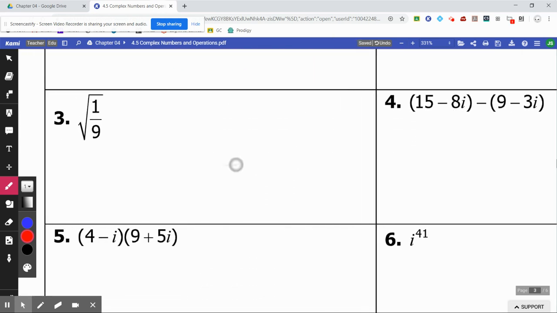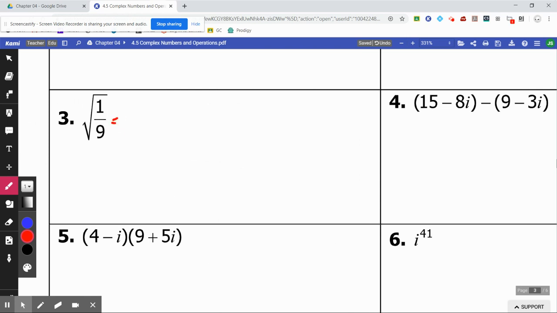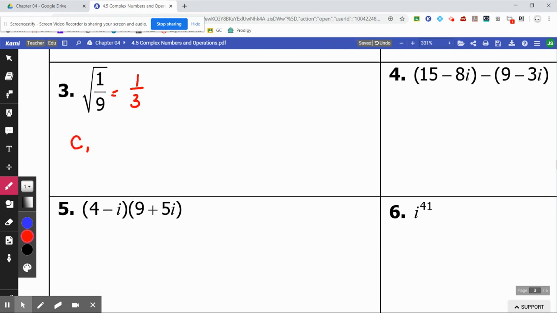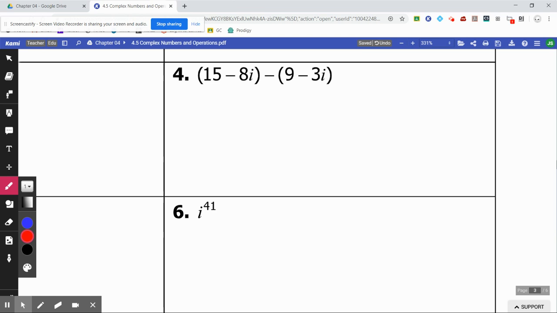Number 3, the square root of 1/9. You can split the square root of 1, square root of 9 is 1/3. First off, this is a complex number because all numbers are complex. It's either imaginary or real. This one is a real number. If it's real, it's either rational or irrational. If it can be written as a fraction, it's rational, and it's not going to be anything else.